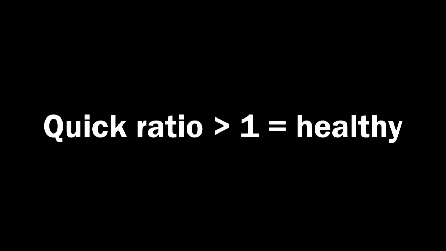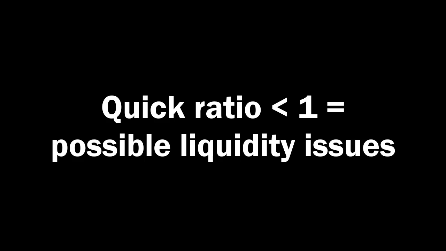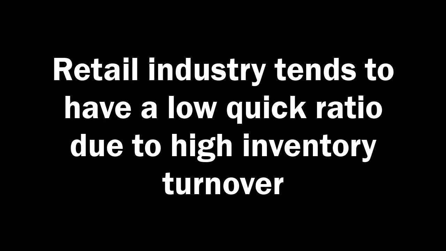Generally speaking, a quick ratio of 1 or more is considered healthy, and less than 1 could be a sign of liquidity problems. This will vary by industry, however. The retail industry tends to have a low quick ratio because it has a high turnover of inventory.